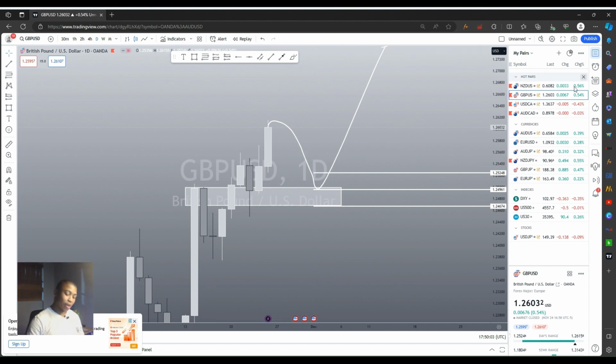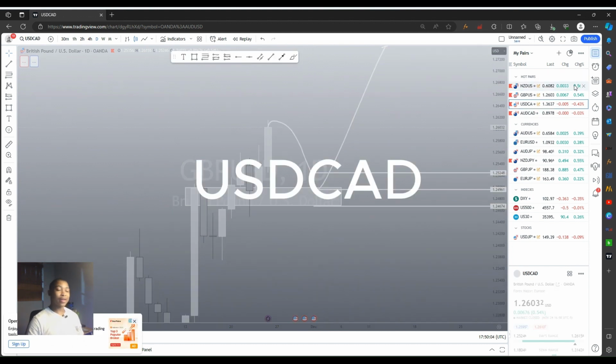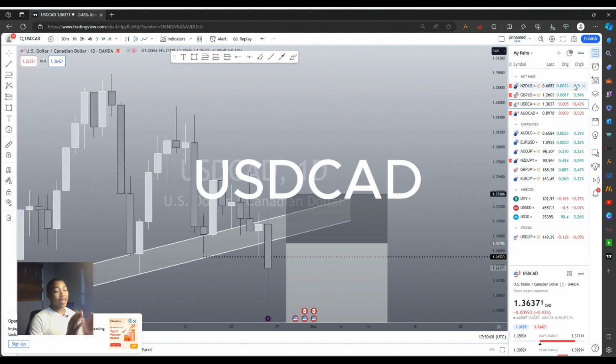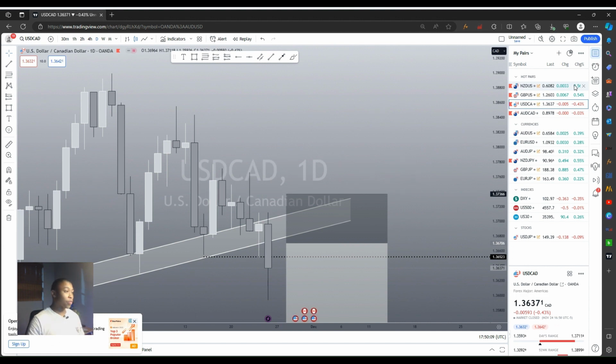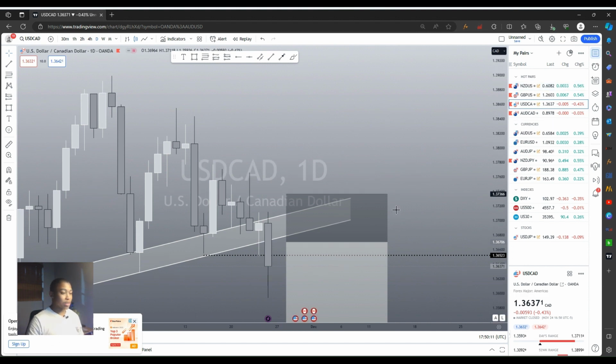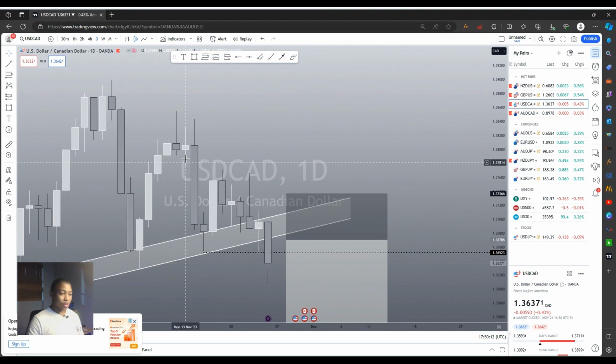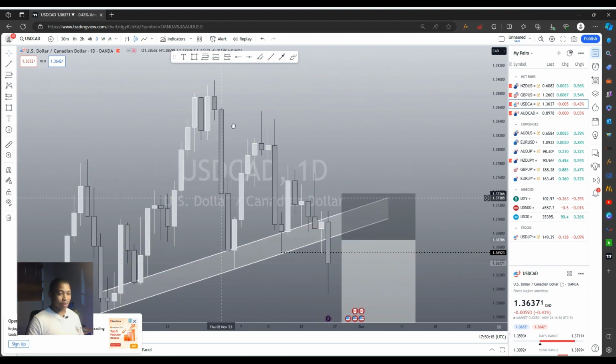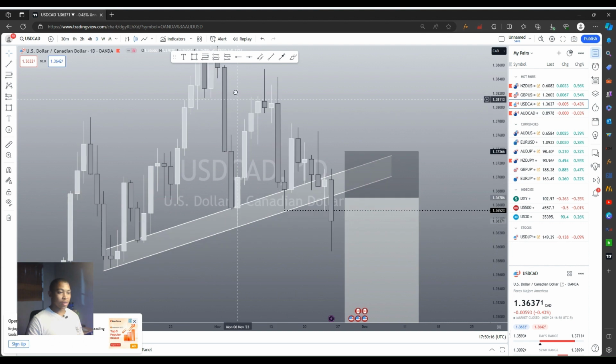And then after that, now we're looking at USD CAD, and this setup, by the way, guys, I've been waiting for this break for a while. I have been waiting for this setup for a few days now. Actually, I think a week.